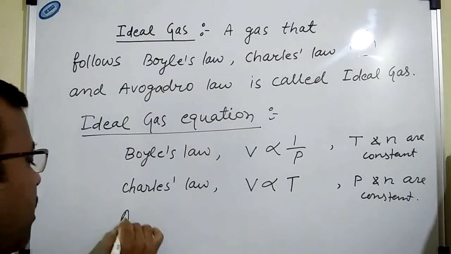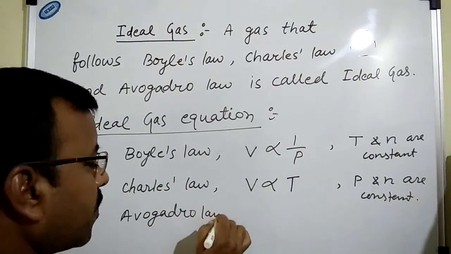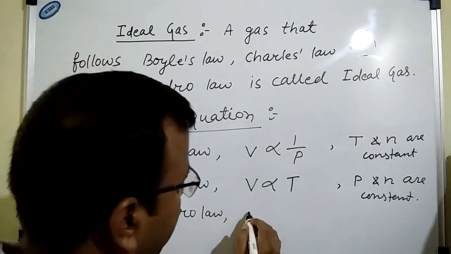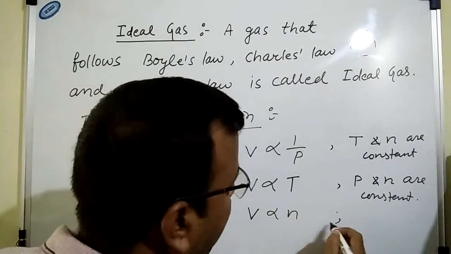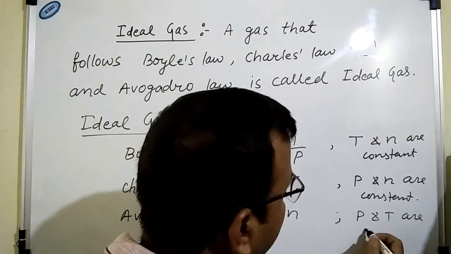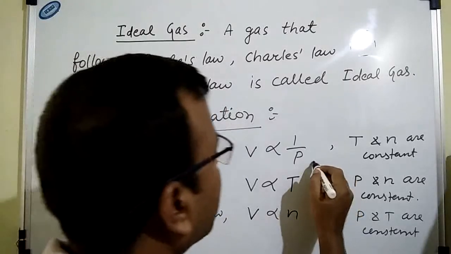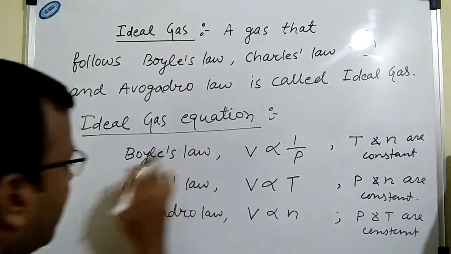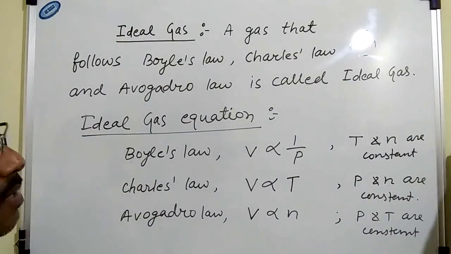The third law, Avogadro's law. Avogadro's law tells that V is directly proportional to n, and under this condition P and T are constant. So when we combine Boyle's law, Charles's law, and Avogadro's law, what relation do we get? Just we will see. First, you note down or take a screenshot.